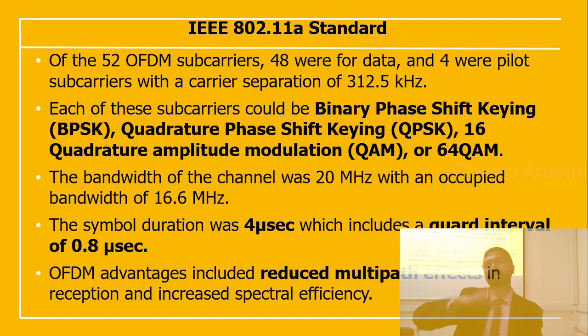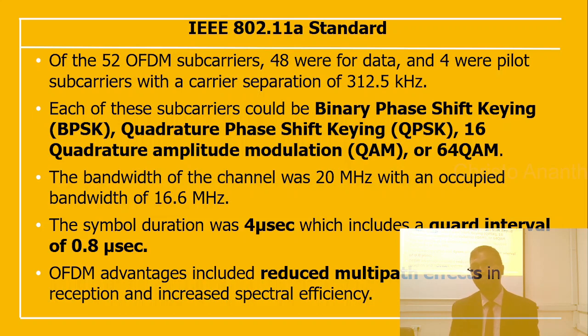So out of all the 52 OFDM subcarriers, 48 were dedicated for data and 4 were pilot subcarriers with a carrier separation of 312.5 kilohertz. Each of these subcarriers would be BPSK, binary phase shift keying, QPSK, quadrature phase shift keying, 16 quadrature amplitude modulation QAM, or maybe 64 QAM. The bandwidth of the channel was 20 megahertz with an occupied bandwidth of 16.6 megahertz.